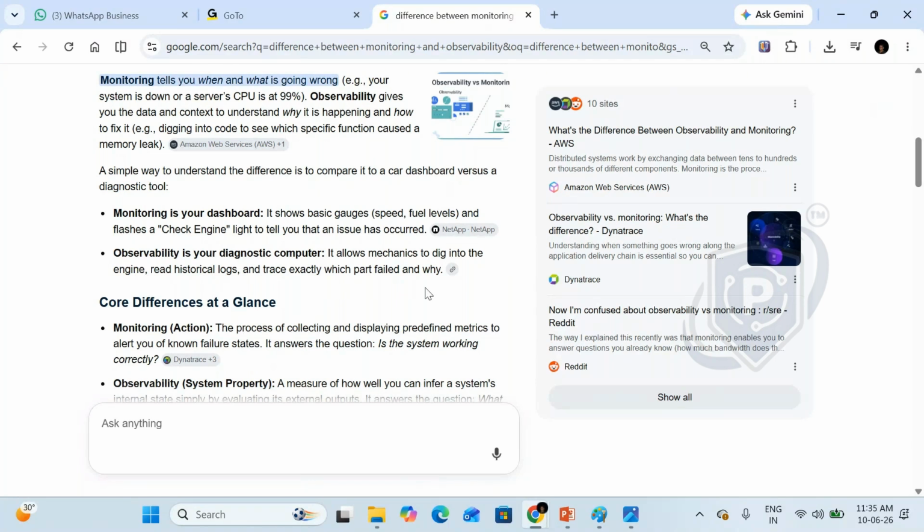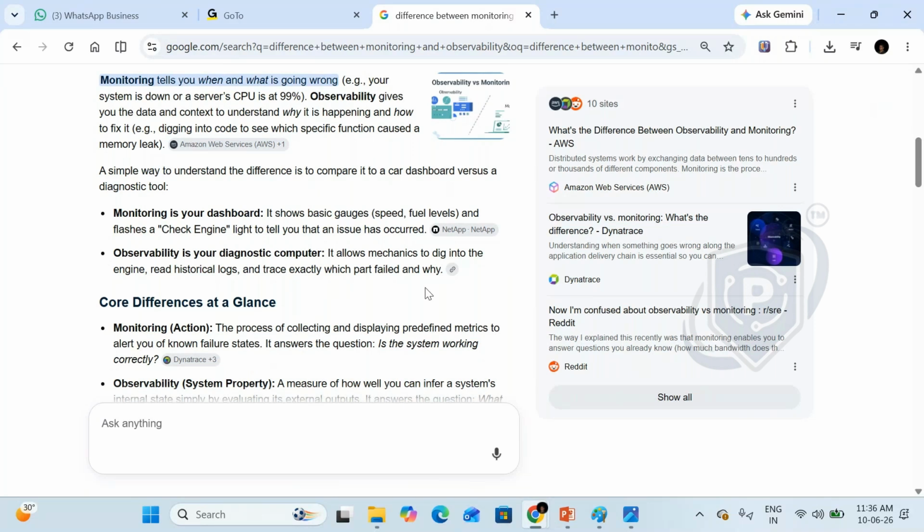For example, in my TVS bike, today I got an engine light symbol. The sensor was triggered and showed a light symbol called engine. So that is monitoring. It keeps on monitoring the engine, and when it finds something suspicious, it produces a light. That is called monitoring. Now I will take this TVS bike to the showroom.